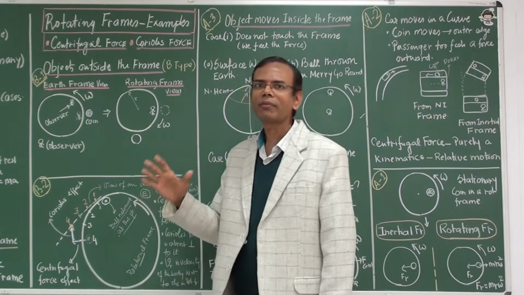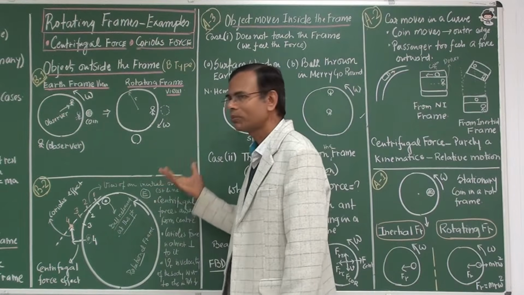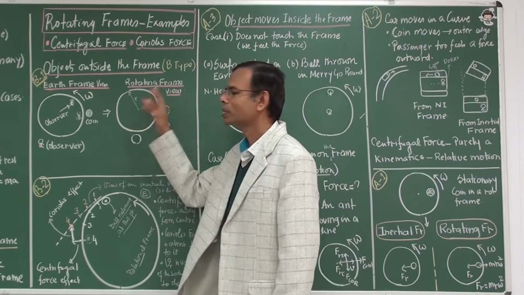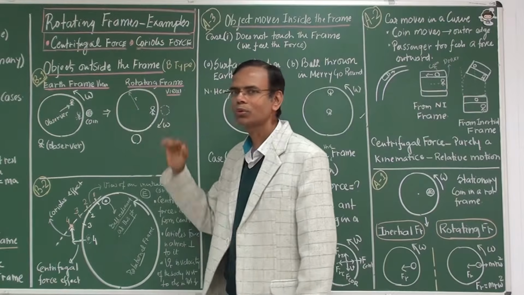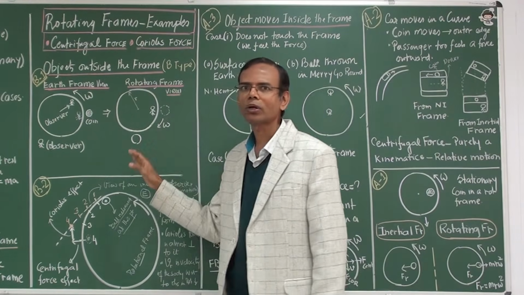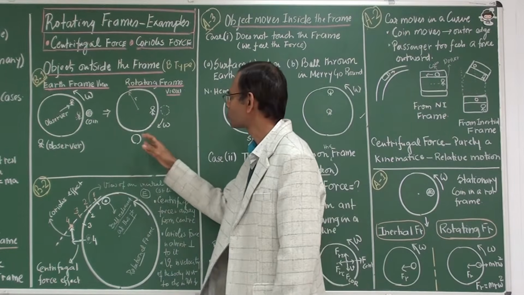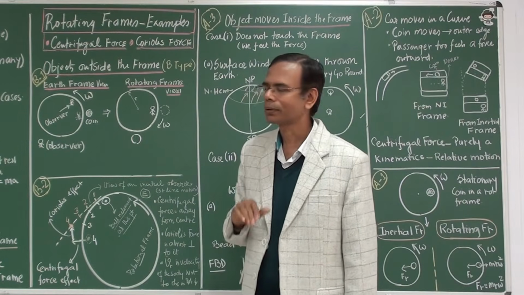And in order to have that acceleration, we need a force. What will be the magnitude of the force? M into v square by r towards the center of the circle. Otherwise, a particle cannot rotate in a circle. So the net force has to be towards the center, m v square by r.